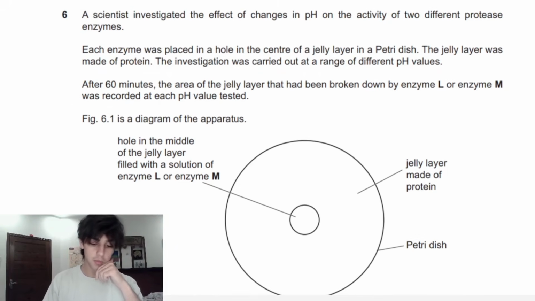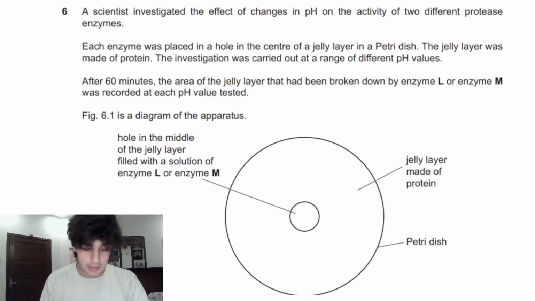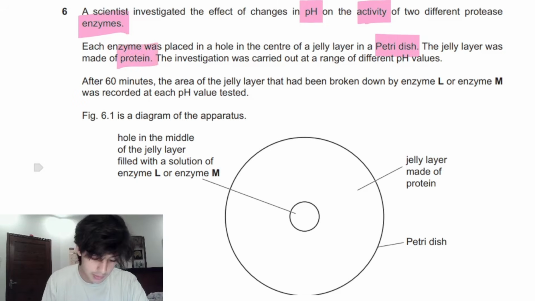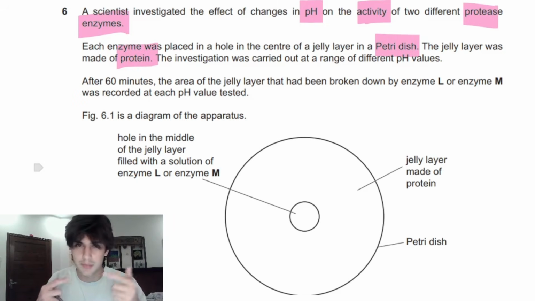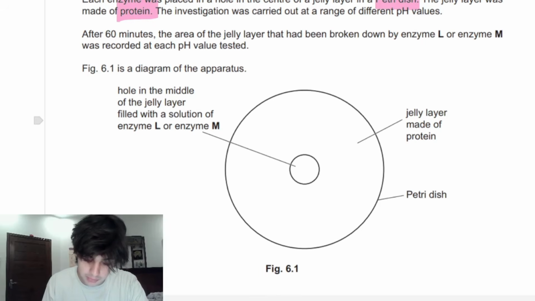Okay, so next up we have a pretty long question. Let's go over this real quick. Scientists investigate the effect of changes in pH. We're measuring pH and the activity of 2 different enzymes. Each enzyme is placed in a hole in the center of a jelly layer in a petri dish. The jelly layer was made of protein. Now that makes sense because we're using protein enzymes that have to digest protein, so you can see that something is happening. Over here, the investigation was carried out at a range of different pH values.